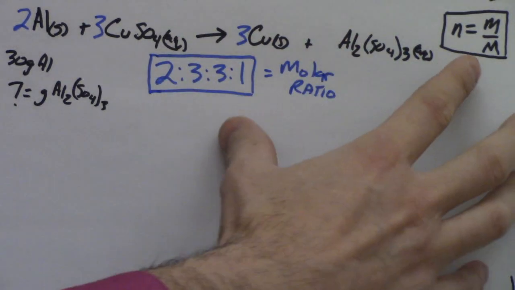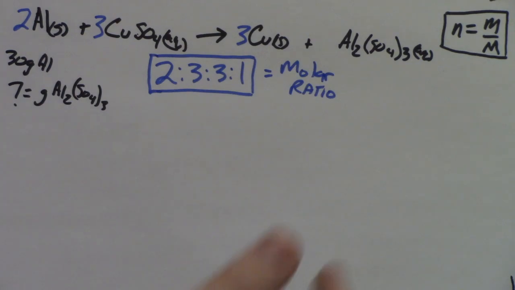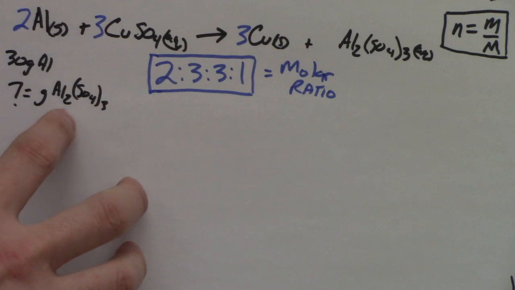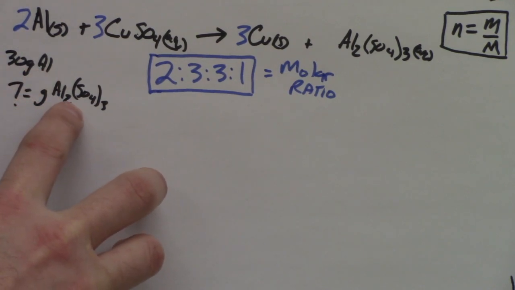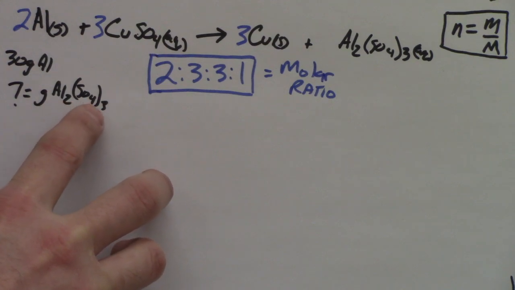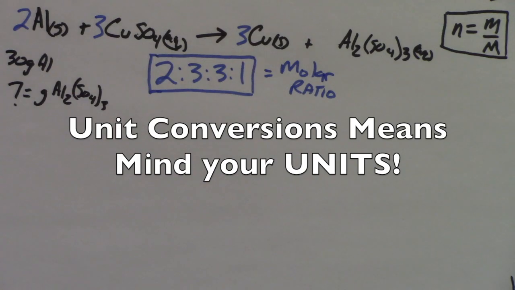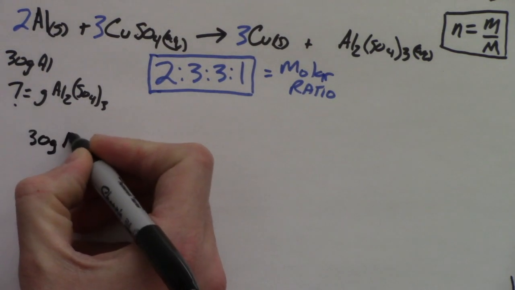The other thing that we'll need is this formula. The moles equals mass divided by molar mass, and you should know how to do that. We're going to need that. Our question goes as follows, and I've simplified it. If I have 30 grams of aluminum, then how many grams of aluminum sulfate will that produce? So we start with the unit conversion. Here I have 30 grams of aluminum.